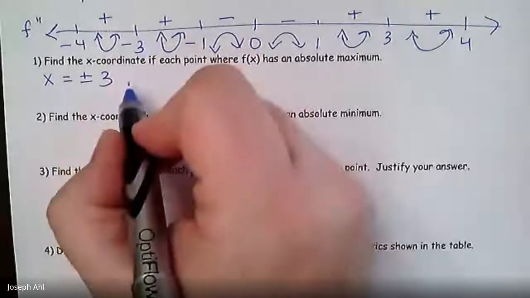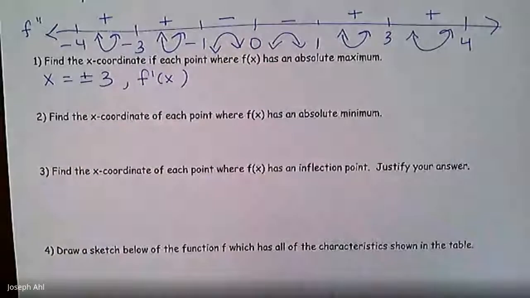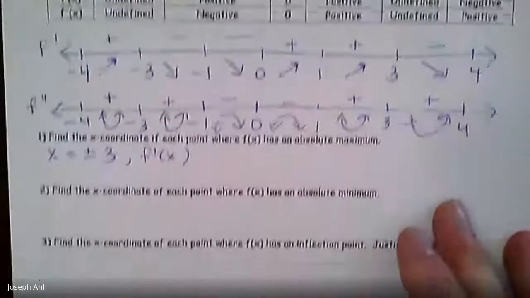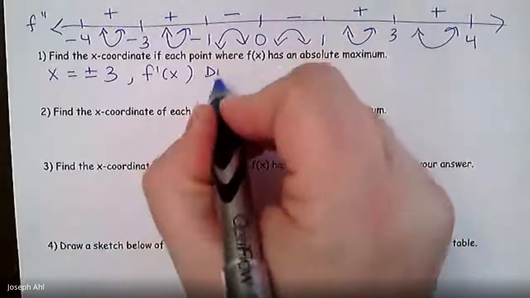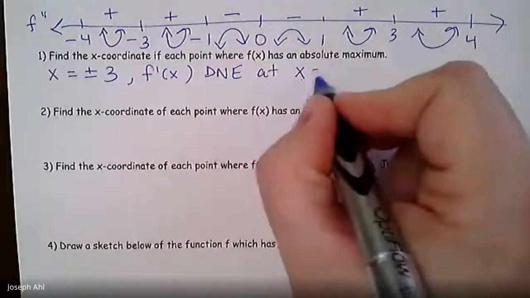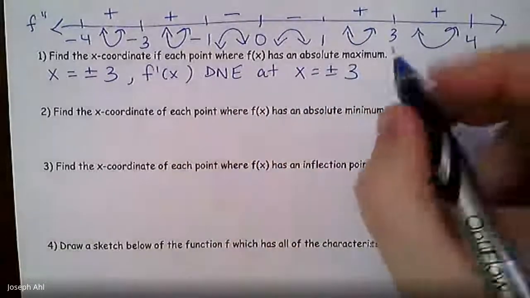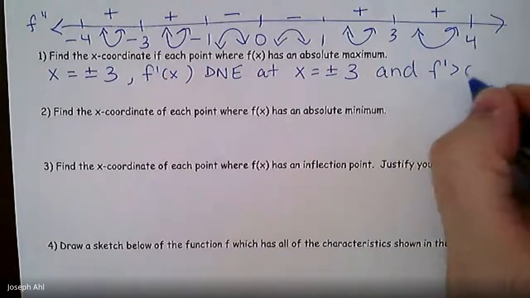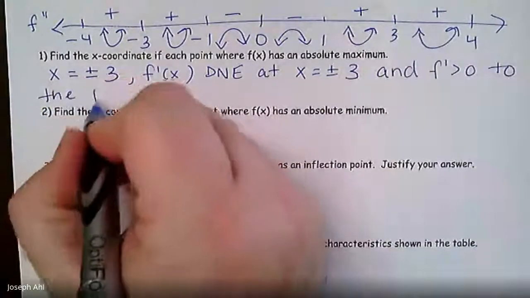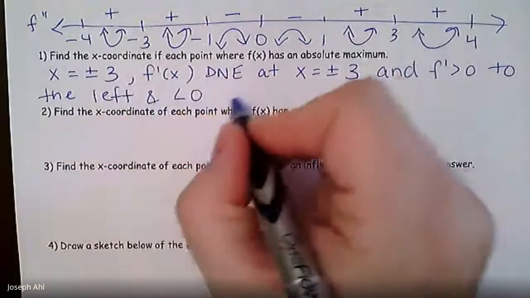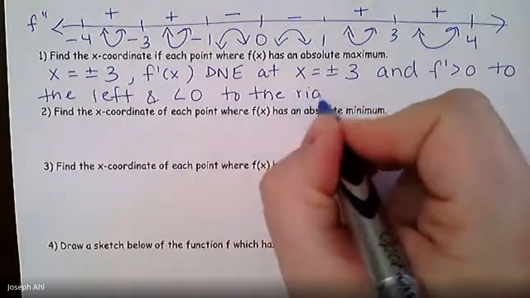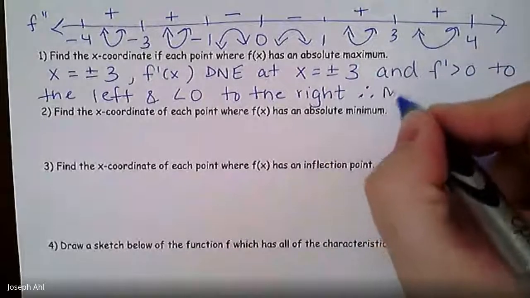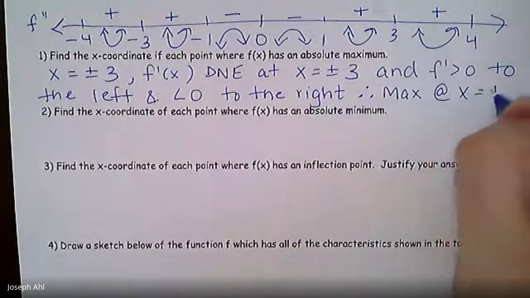So if we justify, we know that the derivative at 3 specifically actually is undefined. So it's not even that the derivative equals 0 there, but f prime of x does not exist at x equals plus or minus 3. And f prime is greater than 0 to the left, and less than 0 to the right. So therefore, we have a max at x equals plus or minus 3.